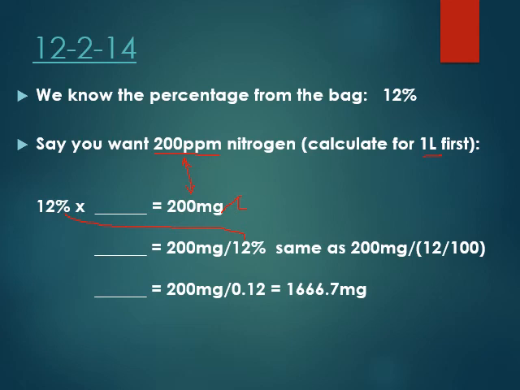Now 12% isn't an actual number we can work with. You have to convert that into something, right? So 12% is the same as 12 divided by 100. That means 200 milligrams divided by 0.12 is going to give us, there it is, 1,666.7 milligrams, which is the same as 1.6667 grams, or you can round it up however you like.